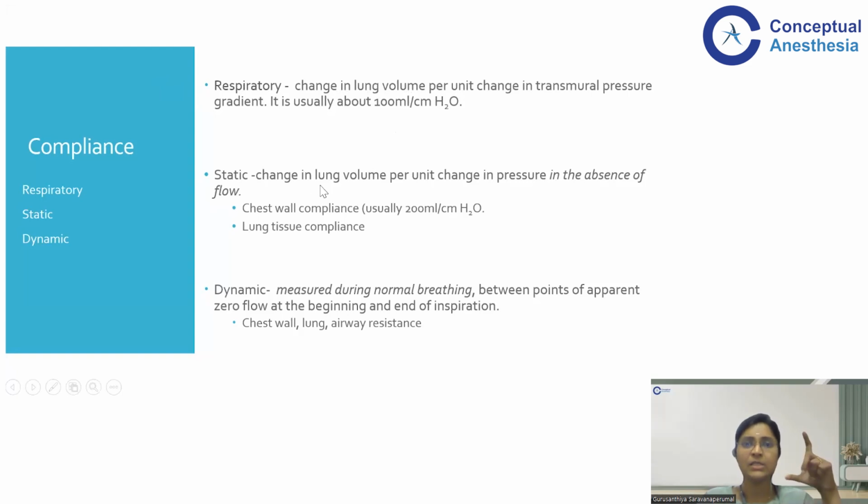Static compliance is the change in lung volume per unit change in pressure when there is no airflow. Both static and dynamic compliance have a chest wall component as well as a lung tissue component. Dynamic compliance is the change in volume per unit change in pressure measured during normal breathing, between two points of zero flow, one at the beginning and one at the end of inspiration. As you would say, 1 divided by total respiratory compliance is equal to 1 divided by chest wall compliance plus 1 divided by lung tissue compliance.